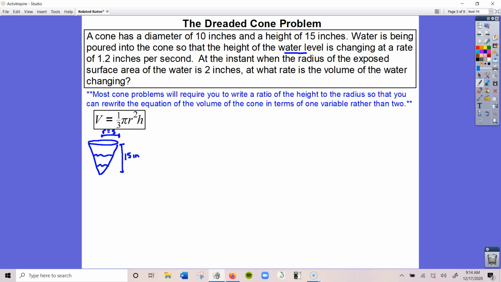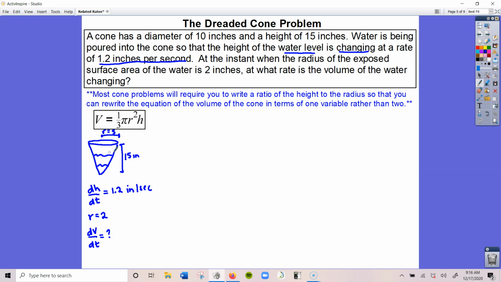It says that the water level is changing at a rate of 1.2 inches per second. This is the height. So we are given dH/dt, which is equal to 1.2 inches per second. At the instant when the radius of the exposed surface area of the water is 2 inches, so the radius is 2, at what rate is the volume of the water changing? So we're looking for dV/dt.